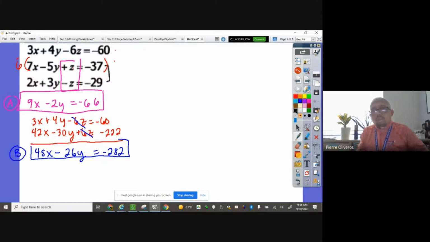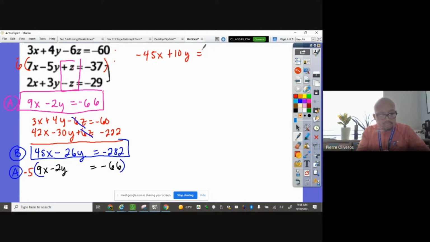So now I'm going to work on A and B, and I'm going to use the elimination method this time. Let's say 9x minus 2y equals negative 66. My goal is to multiply equation A by negative 5. Why negative 5? Because if I multiply by negative 5, this will become negative 45x plus 10y is equal to 66 times 5, which is positive 330.